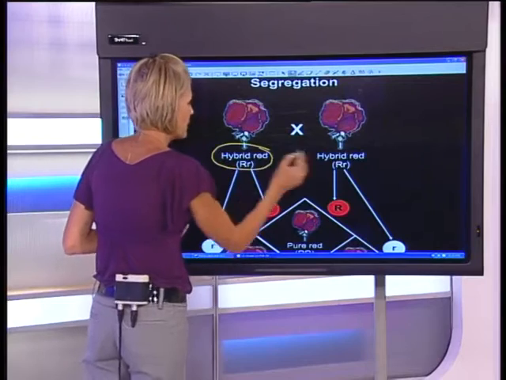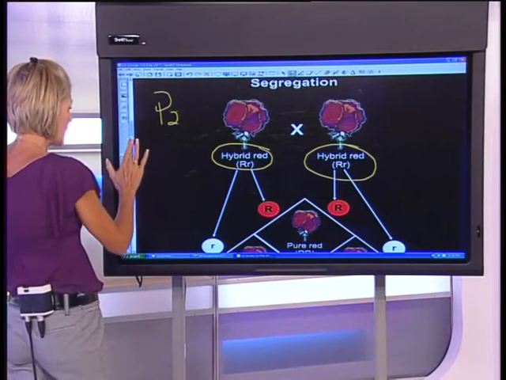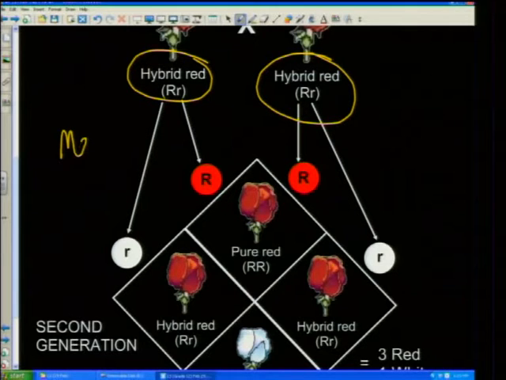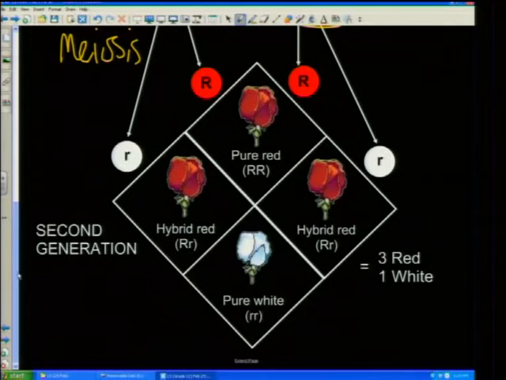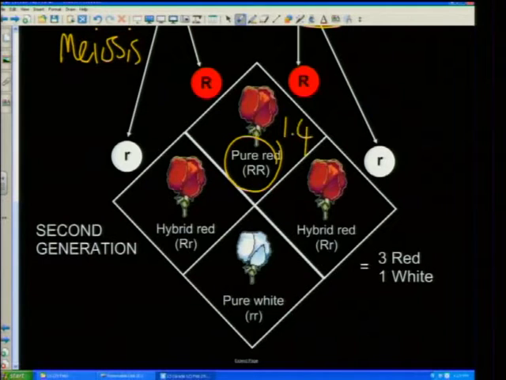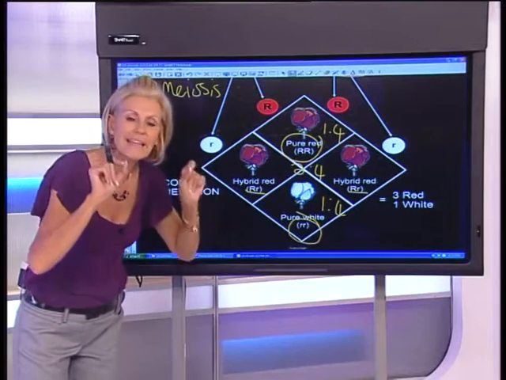We have our hybrid babies that are now parents, so it's P2. Okay, and what do we have? During meiosis, the gametes separate out. So capital R, small r, dominant, recessive, and look at what we end up with. We end up with 1, 2, 1 in 4, and there's my recessive. Okay, this is for complete dominance.